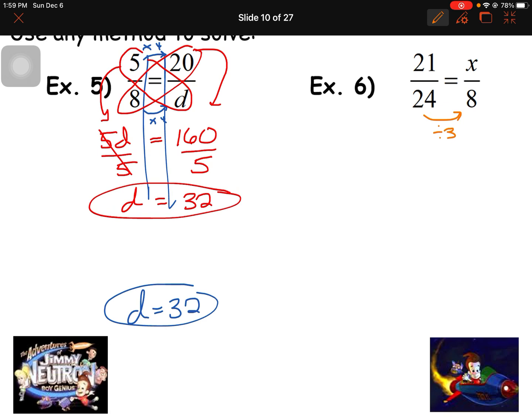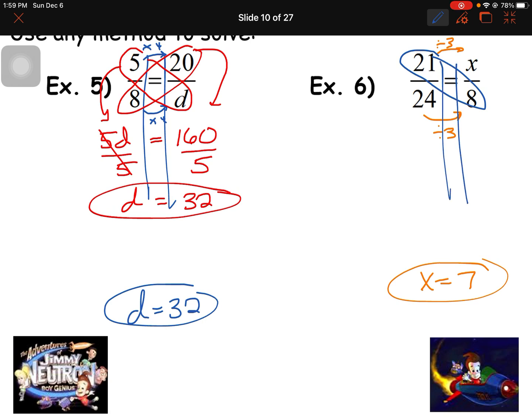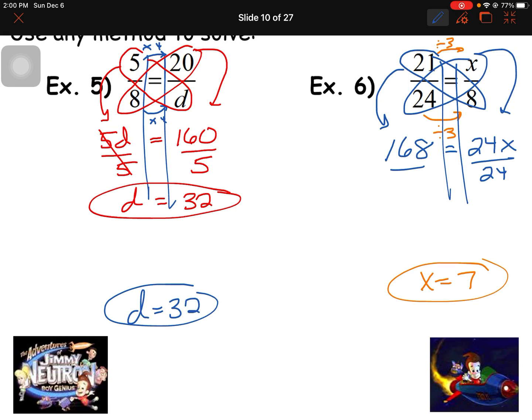As we look at the next one, once again, if you recognize this really quick and easy, I can divide this by 3, which means I could divide this by 3, and so x would equal 7. However, if that is not your preferred route, you can go ahead and do your Jimmy Neutron here, and you would have 168 equals, and then you go this way, and you have 24x. You're going to divide both sides by 24, and you get x, and you take your calculator, and you go 168 divided by 24, and you're going to get x equals 7.